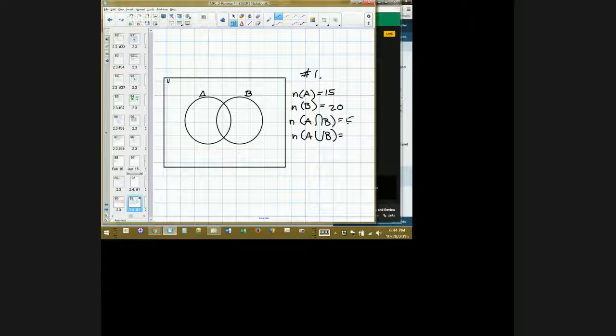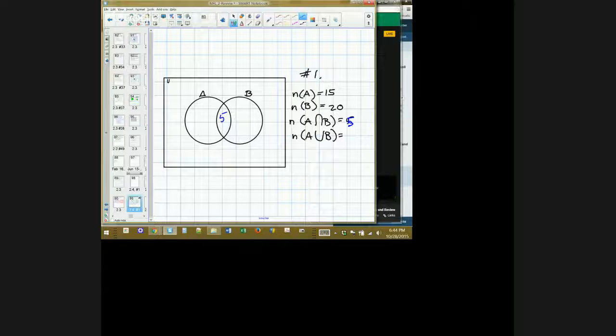Okay, so now look at the problem. It says A has 15, B has 20, and where they intersect has 5. By the way, that's supposed to be a 5 there. Can you tell me how many are in the union? Well, as we start putting numbers in the chart, where do we start? Which number should we put in there first? 5. Yeah, the intersection. Get that in the middle.